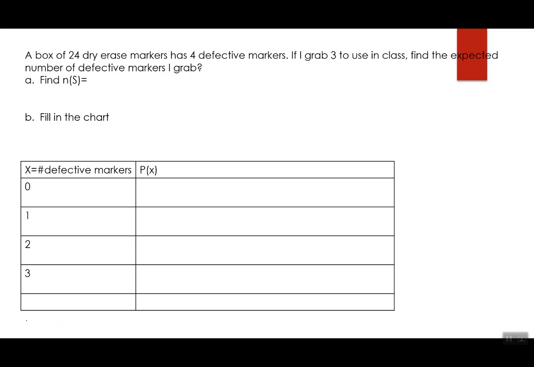So this next example is a lot bigger. It says a box of 24 dry erase markers has 4 defective markers. If I grab 3 to use in class, find the expected number of defective markers I grab. Let's start with the sample space. In the sample space, there are 24 markers, and I said I'm going to grab 3. Order doesn't matter, so I can use a combination. I'm going to hit 24 choose 3, and that says there's 2,024 ways that I can grab these 3 markers.